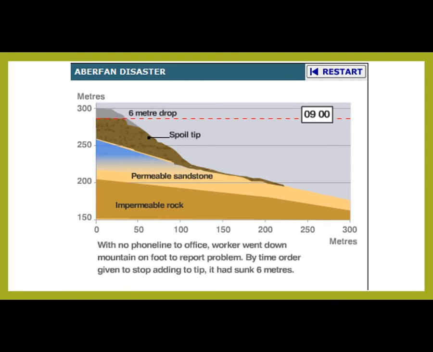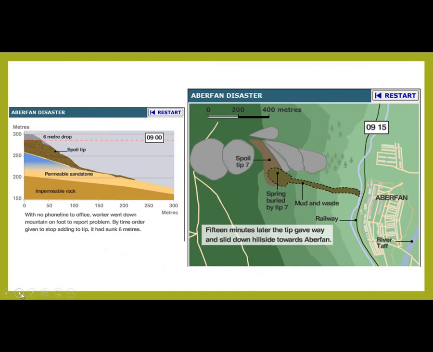So the spoil tip has slipped by about 6 meters by this point, but there's no phone line to get a message from up here where the miners are working, still tipping waste onto the tip from the mine. There's no way to get a message by phone from here down to the main office at the bottom of the slope in the other part of the mining buildings. So they've sent someone down on foot. But it didn't happen quick enough.